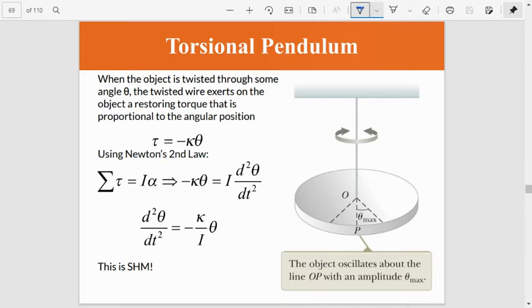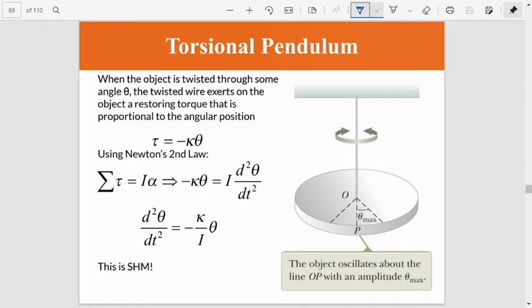This restoring torque is proportional to the angular displacement. So the more you twist the disk, the stronger the torque is, which leads to a stronger angular acceleration. So this is in fact undergoing simple harmonic motion, and this is true no matter how far you twist it from its equilibrium position. Obviously, if you twist it too much, you'll probably break the string, but you don't need a small angle approximation here. It works for all angles.